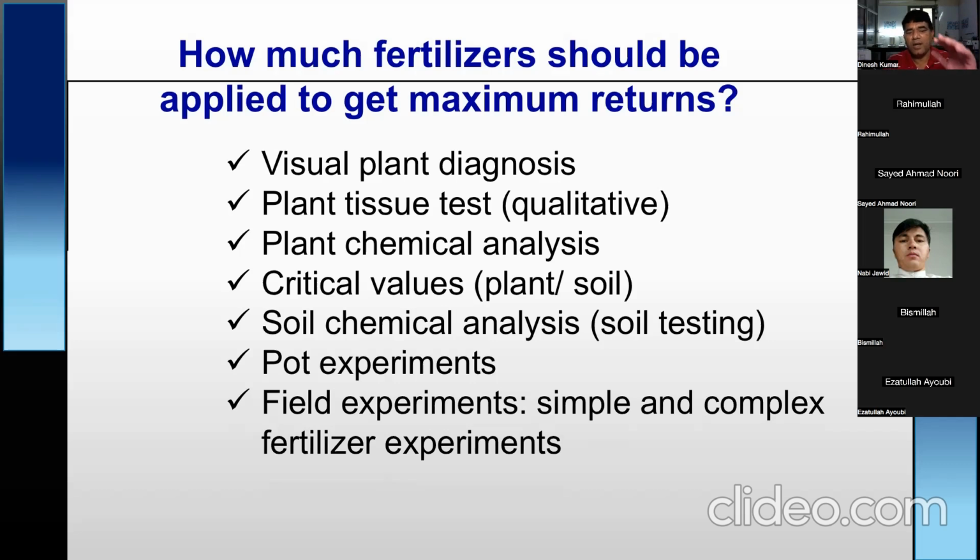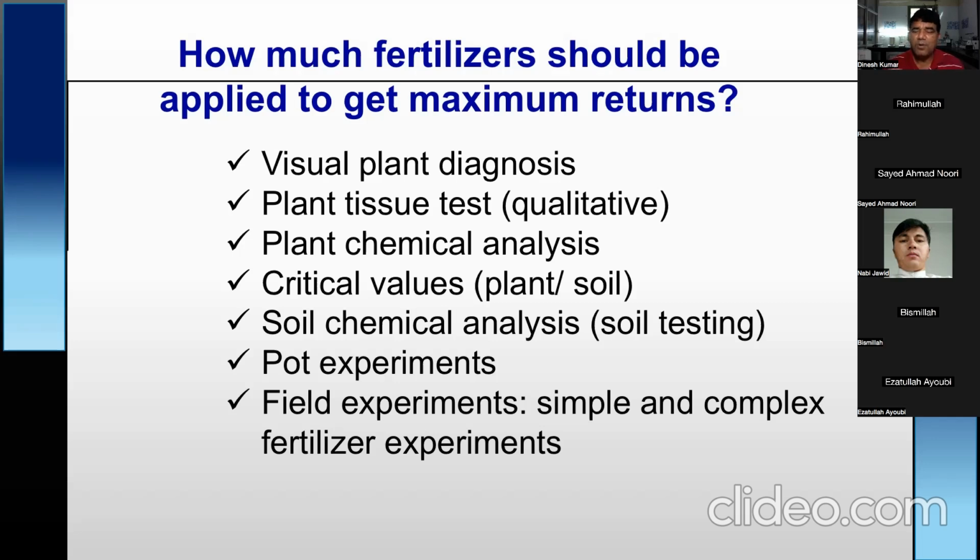So you can see the main purpose, the main tool to decide the quantity of nutrient to be applied to the crops is by conducting the field experiment. We need to conduct the field experiment through which we can understand the nutrient supplying capacity of the soil. We can know what quantity of nutrient can be supplied from the soil, and then whatever deficit is there needs to be supplied from outside.